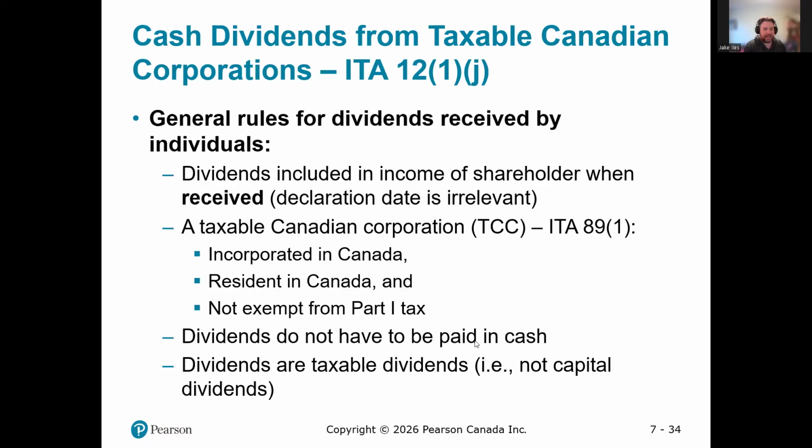Dividends do not have to be paid in cash. There is a concept called a stock dividend, which is on a slide later, where instead of giving you $100, they might give you $100 worth of stock. You're still receiving $100 of value, so the calculation is treated the same regardless of whether they give you cash or something other than cash. It doesn't have to be paid, but its comparative value is still included in income. And dividends are taxable dividends. There's another slide on capital dividends, which I will discuss after we get through this calculation here for eligible and non-eligible.